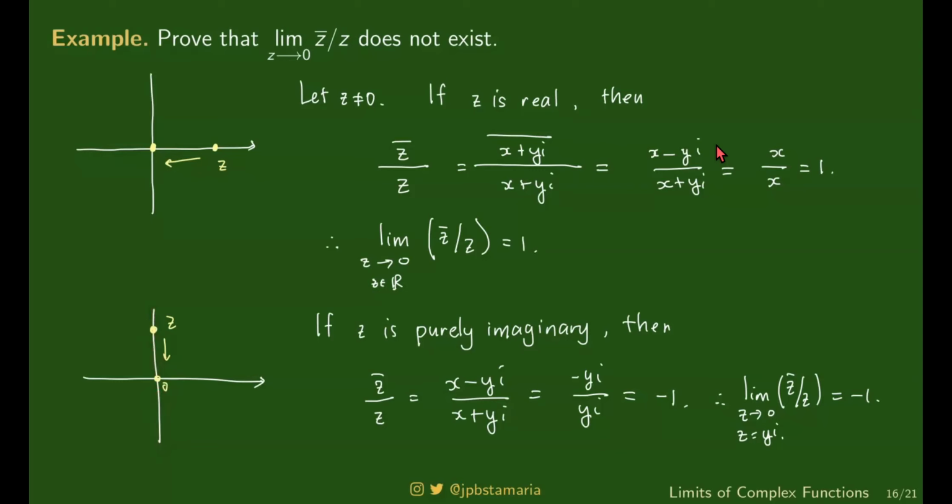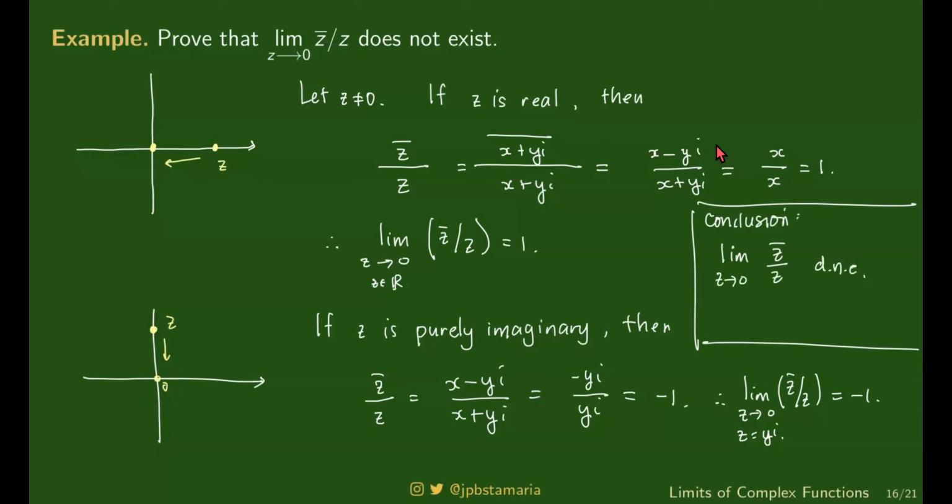Because 1 and negative 1 are two different values. Therefore, the conclusion is that the limit does not exist. So, ito ang ating conclusion. So, the conclusion in this example is that the limit does not exist. Okay, pwede pa rin mangyari yan, kagaya yung case na yan sa real line, na yung case na hindi nag-exist yung limit. Okay?